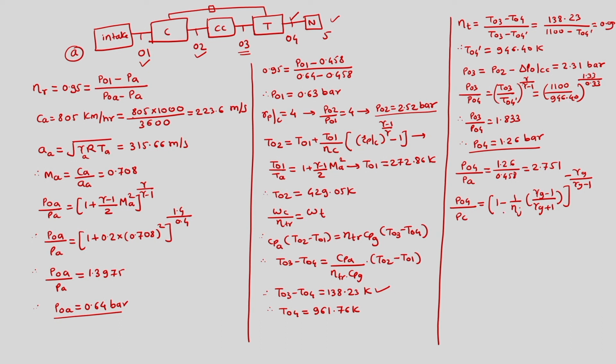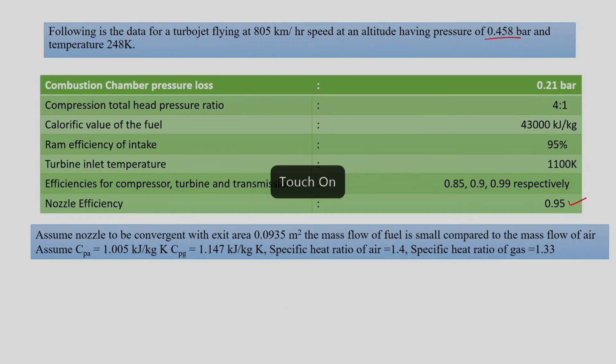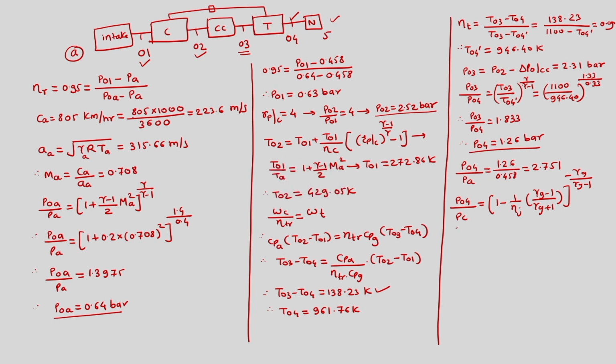Now nozzle efficiency is given to us as 95%, gamma gas and all the other things are known, which is 1.33. Putting all those numbers, we get P04 upon Pc as 1.91. So here P04 upon Pa, which is 2.751, is bigger than P04 upon Pc. This says that Pc is greater than Pa, so we have a choked nozzle.